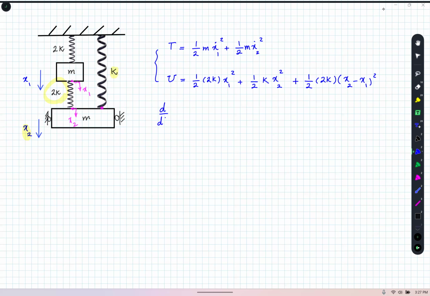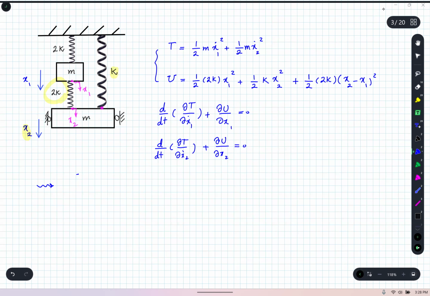I need to do the Lagrange derivative with respect to x1, and I'll do the same with respect to the second one. I don't have any external load and I don't have any damping. So the Lagrange equation becomes very simple. I'm going to skip the algebra here and just write for you the final result.